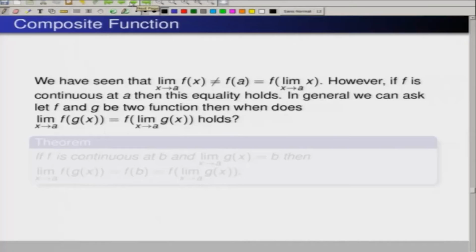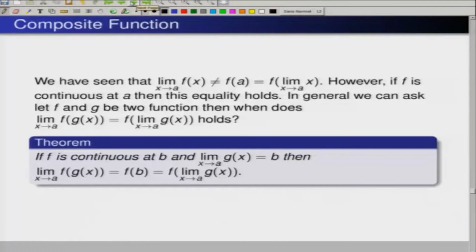So, this question we can ask ourselves, that suppose I have functions f and g, and I have a composite function, limit x goes to a, f composed with g of x, which is equal to f of g of x. Is this equal to f of, can I bring the limit inside this f? Can I interchange this limit? That is the question one can ask.